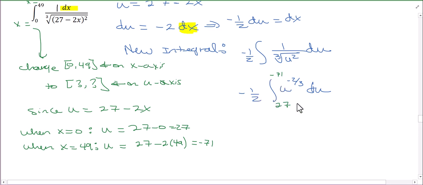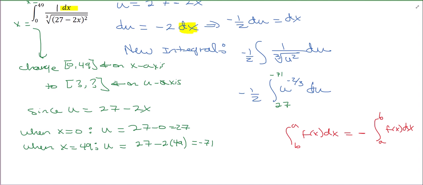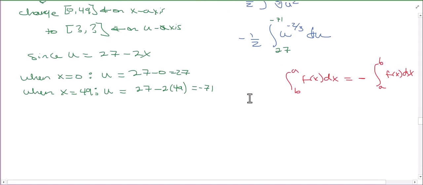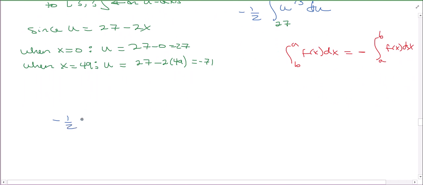If you're uncomfortable with that because you're like, but the negative should be at the bottom, then you can change them, right? But then that means you have to change the sign of this using the property that the integral from b to a of f of x dx is equal to negative the integral a to b of f of x dx. So you could do that. I'm not going to do that. I'm just going to leave it like that. And so now I have negative 1/2 the integral from 27 to negative 71 of u to the negative 2/3 du. And I can integrate.